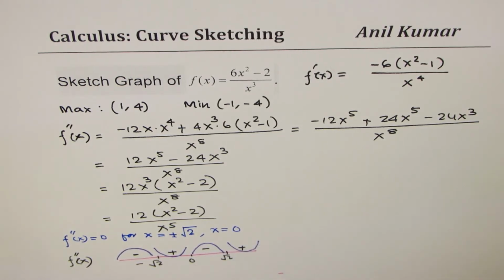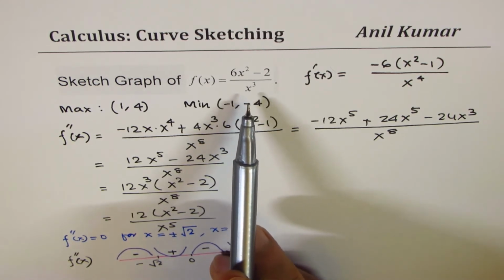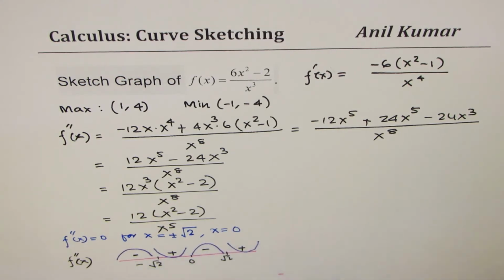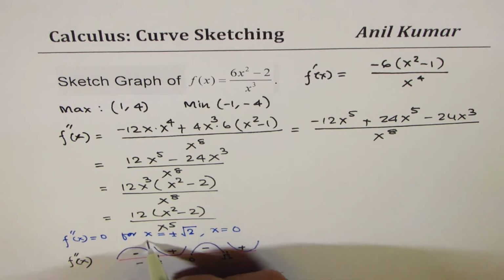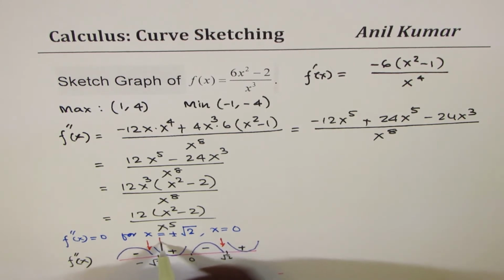So we are looking for 2 point of inflections, right? So we have a point of inflection at square root 2 plus and minus. Here actually the concavity is changing, however there is a vertical asymptote, right? So since there's a vertical asymptote, we can say there is no point of inflection here, but we do have point of inflection at plus minus square root 2, right? So these are the 2 points where we do have point of inflection, right?